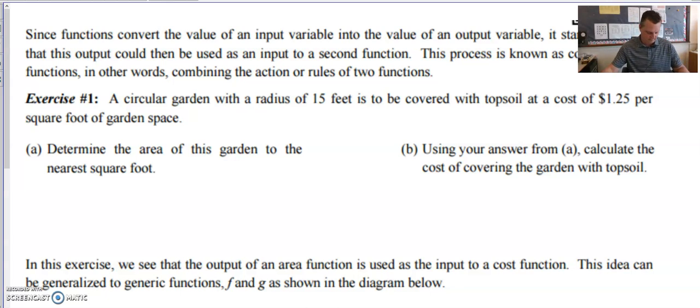Hello again. So we are in Unit 2, Lesson 3, page 9 of your note packet.